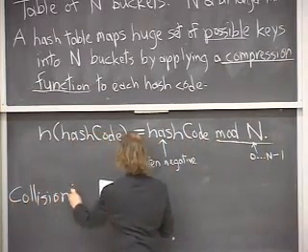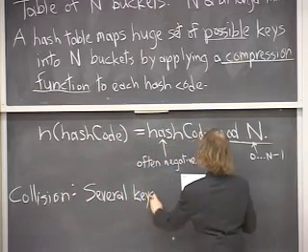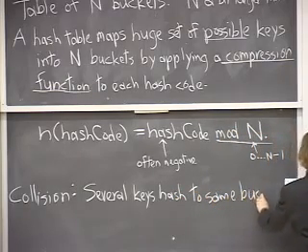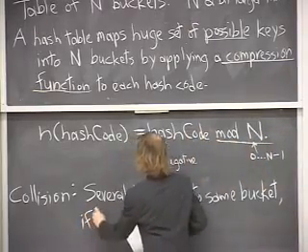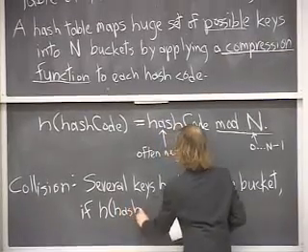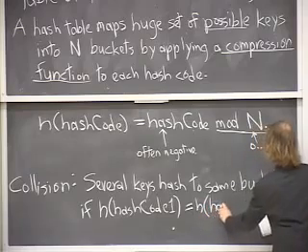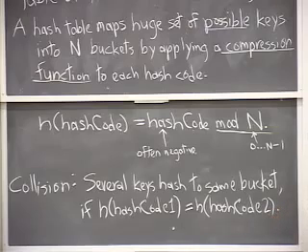A collision is the circumstance where several keys hash to the same bucket. This happens if the compressed version of one hash code is equal to the compressed version of some other object's hash code. And so we're going to spend most of this lecture, and part of the next, figuring out how to deal with collisions, how to reduce the likelihood of their happening, et cetera.